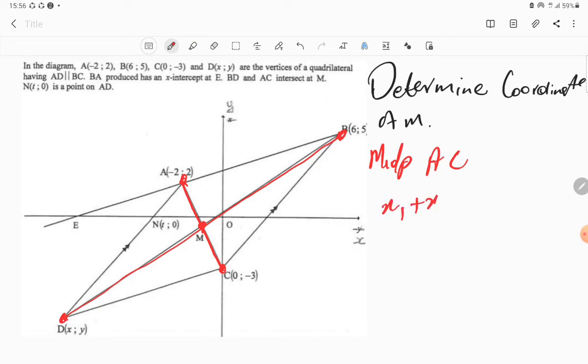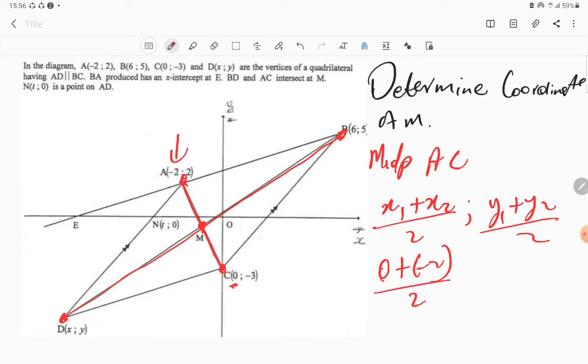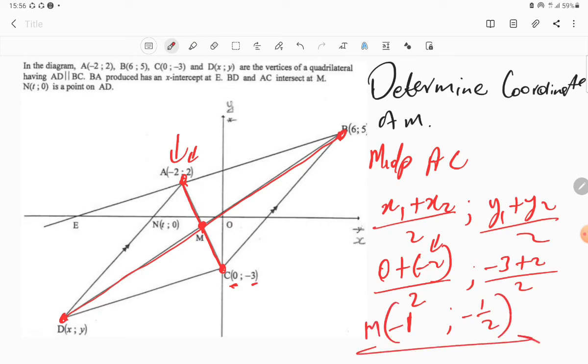We say x1 plus x2 divided by 2, then y1 plus y2 divided by 2. So what is x1? We're going to take this as 0, then plus x2 is that one, which means negative 2, then divided by 2. Then y1 is going to be this one, which is negative 3. Then y2 is that, then plus 2 over 2. So this one is of course negative 1. Then this one is of course negative half. So these are the coordinates of M.